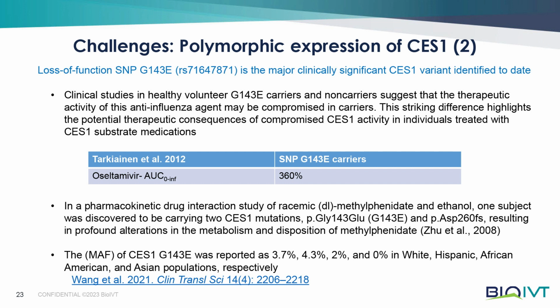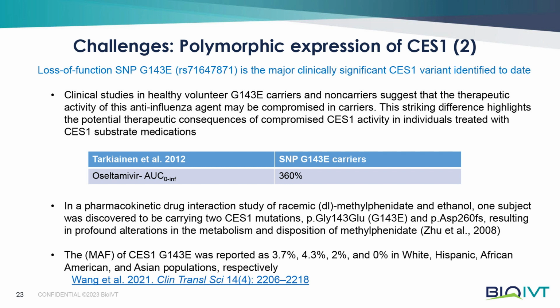gene. You get a 360% increase in the AUC of the parent, which means very little of it, at least in the time frame that is dosed, is being converted to the active moiety. So in those patients, you obviously don't get the efficacy, you don't get the decrease in flu symptoms that you otherwise would, and you probably have some increased adverse events from the parent.